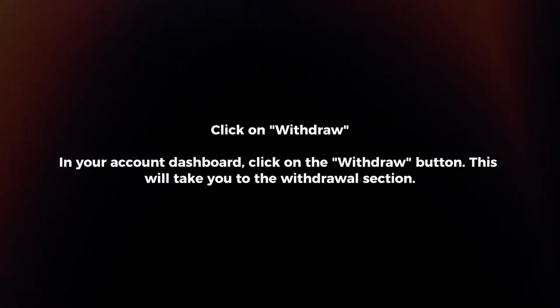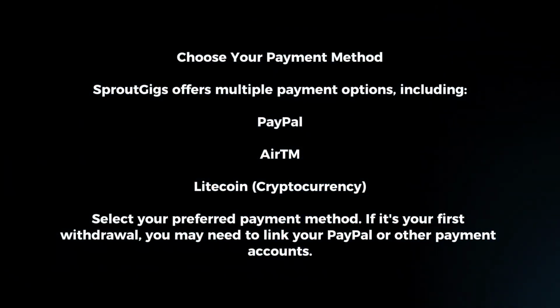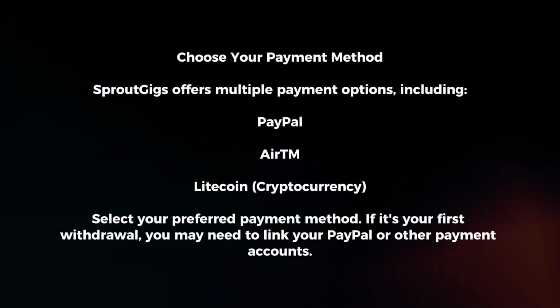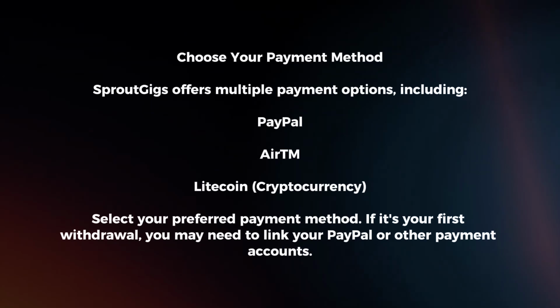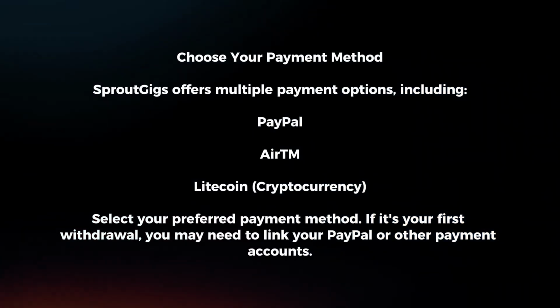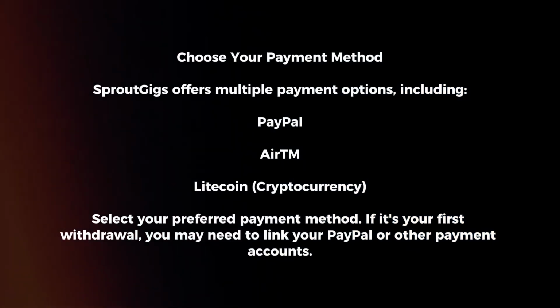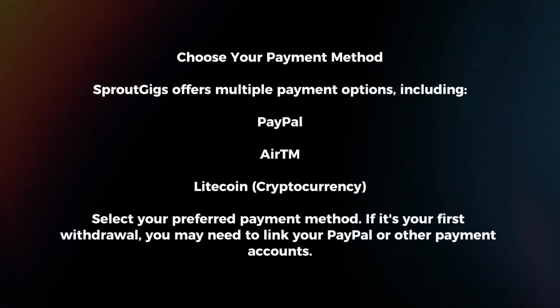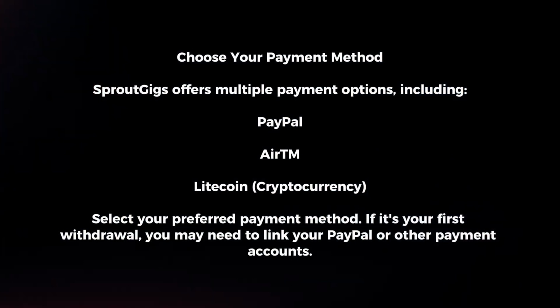Click on Withdraw. In your account dashboard, click on the Withdraw button. This will take you to the withdrawal section. Choose your payment method. SproutGigs offers multiple payment options, including PayPal, AirTM, Litecoin. Select your preferred payment method. If it's your first withdrawal, you may need to link your PayPal or other payment accounts.